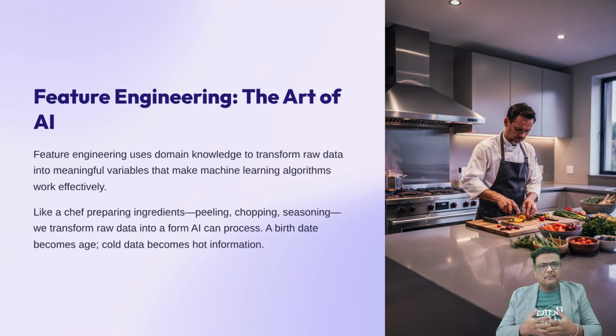I once worked with a bank that was trying to predict if someone would get a mortgage. They had the raw data of birth date. Now, the AI can't do much with October 12th, 1985, but if we use our domain knowledge to calculate age from that date, suddenly the AI has a powerful number it can use to calculate risk. That's the simplest form of feature engineering, turning raw cold data into useful hot information.